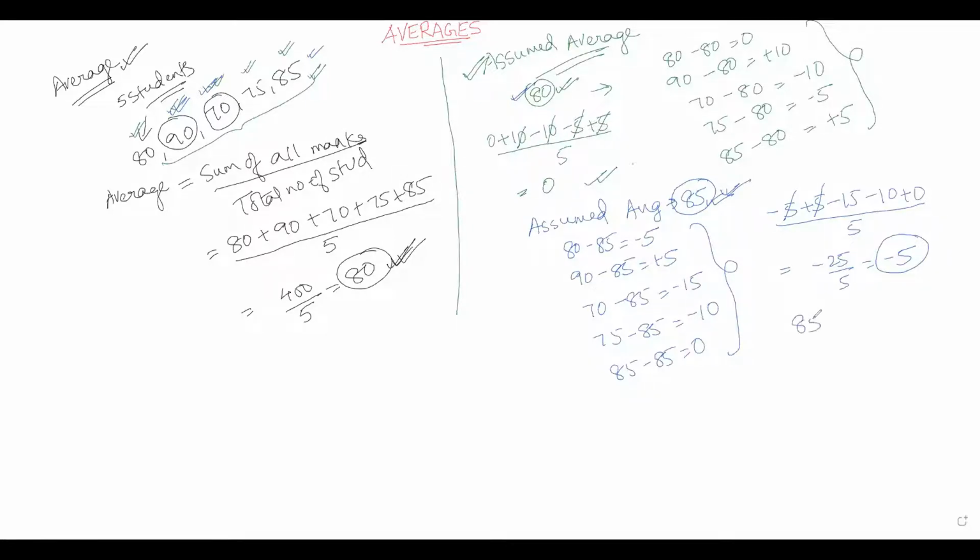So in this case, this would be 85 plus minus 5. So this would be 85 minus 5, which would be 80. So we can see that we are getting the same average of these 5 numbers, whether we are taking the assumed average to be 80 or 85. We need to choose the assumed average number in such a way so that the calculation part becomes easy. So that's why whenever we need to find the average of big numbers like 3-digit, 4-digit, 5-digit, or more than that, in such kind of cases, we can use the assumed average method, as it will reduce the time to a significant extent.